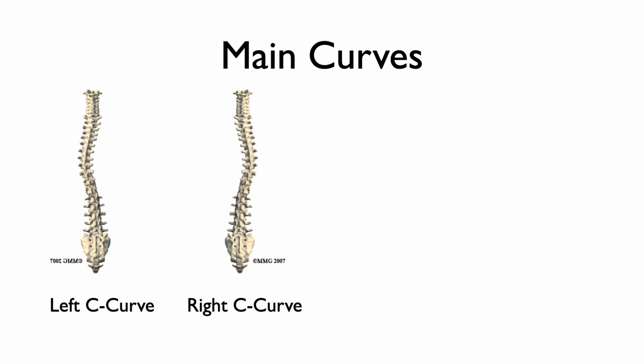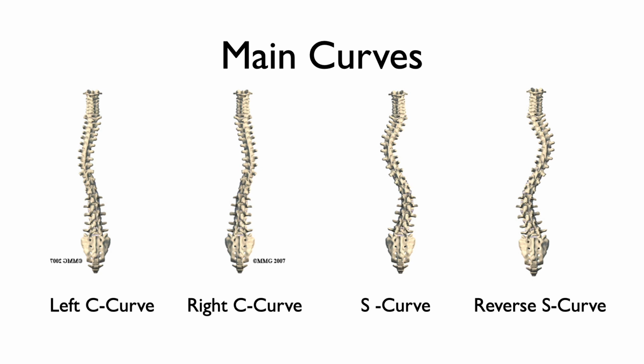We have a right C curve, essentially the same curve, just going from different directions. We have an S-shaped curve, and you can see why it's called an S-shaped curve simply from its shape. And then a reverse S curve. And the most common one is the last one, a reverse S-shaped curve.